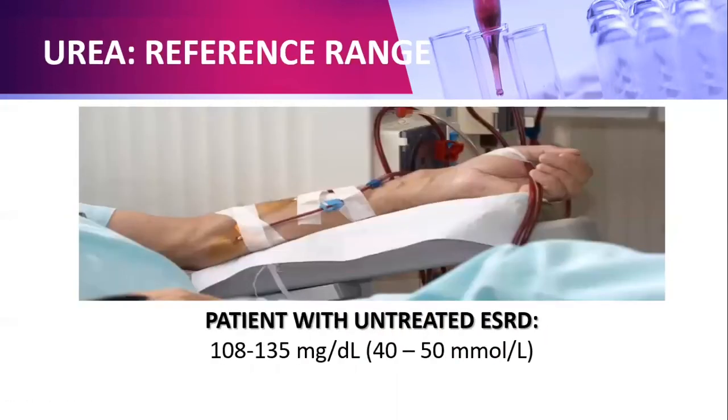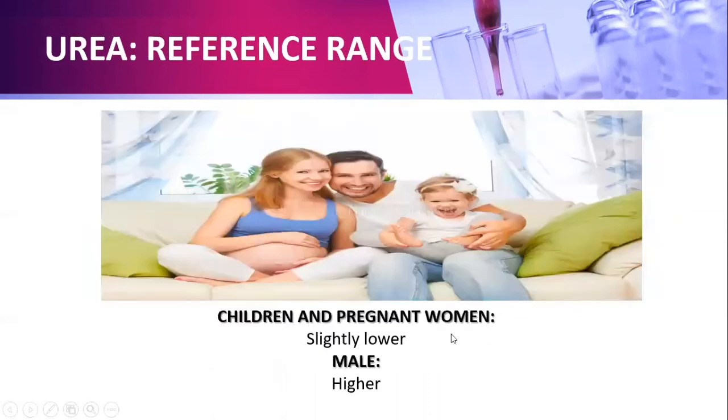For patients with untreated end-stage renal disease, or ESRD, the reference range is 108 to 135 milligrams per deciliter or 40 to 50 millimoles per liter. BUN level for children and pregnant women is slightly lower, and usually males have higher BUN levels compared to women.